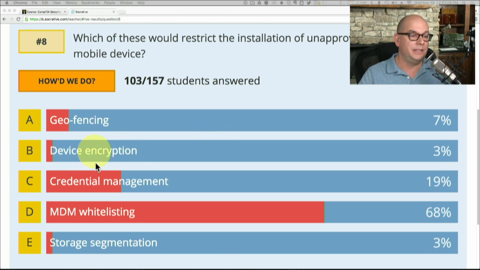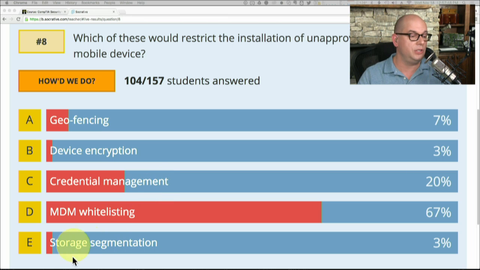Device encryption, obviously keeping things secure on your device is important, but that doesn't prevent me from installing applications. Credential management is where I would allow or provide different ways to authenticate to the device. Maybe it's with a single username and password. Maybe it's done through a biometric. Maybe it's done with a third piece. Very useful to have that there, so that the person knows it's you that logged into the device. Maybe there's an additional method of logging in, not just username and password, but some other type of method to get into that.